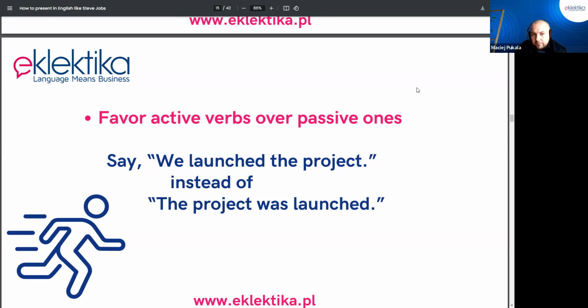Okay, so first of all, you're favoring active verbs over passive. Yeah, so instead of saying, the project was launched, we launched the project. There's no easier sentence in English than something that we call an SVO, which is subject, verb, object. The boy likes pizza is the easiest type of sentence.